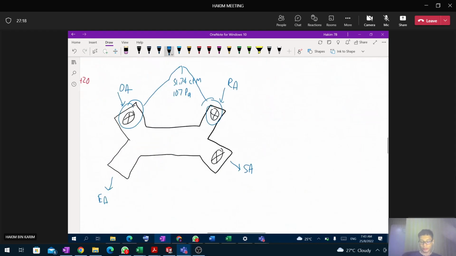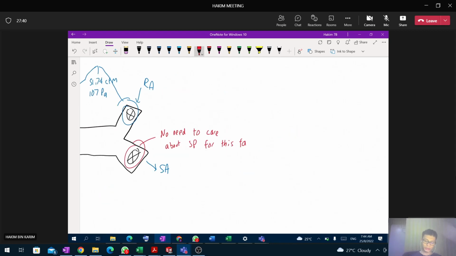How about this fan here? This fan here is placed at the outlet, right? So I think we don't really have to care about static pressure for this fan. No need to care about static pressure for this fan. I suggest that we just need a fan that can provide enough ventilation rate, which is 35 cfm.